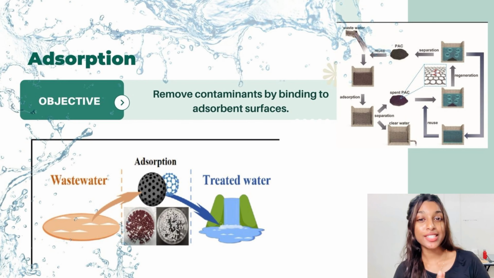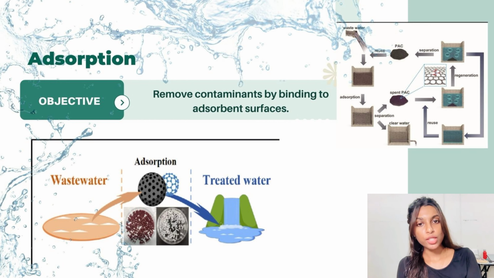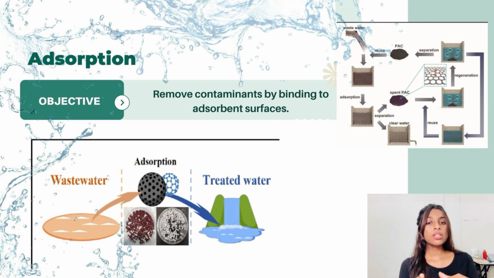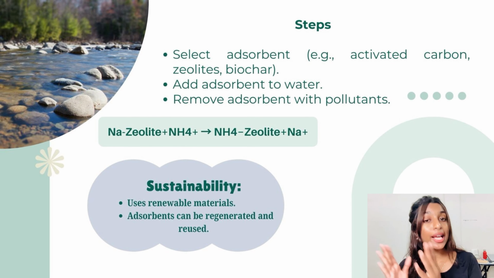The second process is adsorption. This technique involves the removal of contaminants by binding them to the surface of an adsorbent material. Common adsorbents include activated carbon, biochar, and zeolites. This procedure can be described as follows.